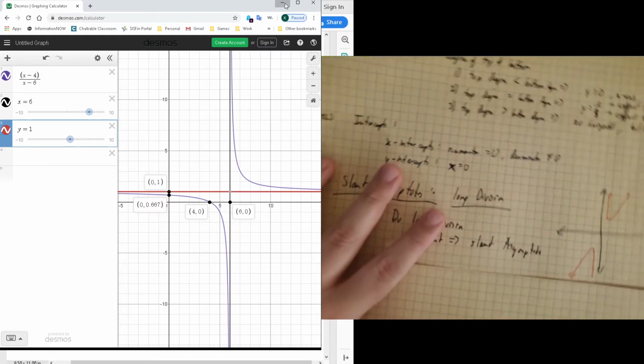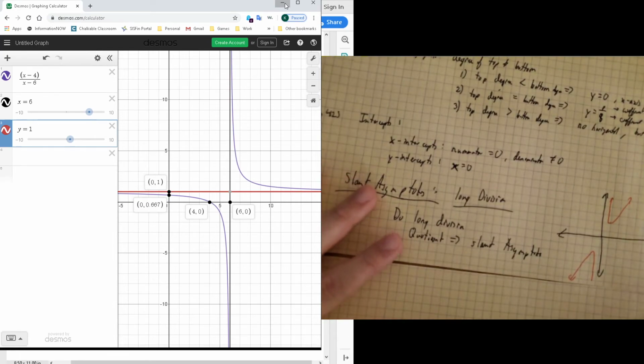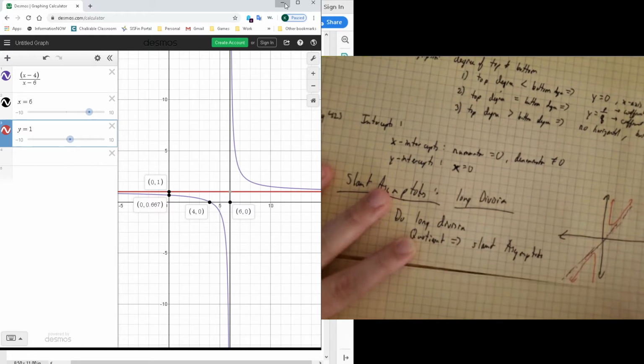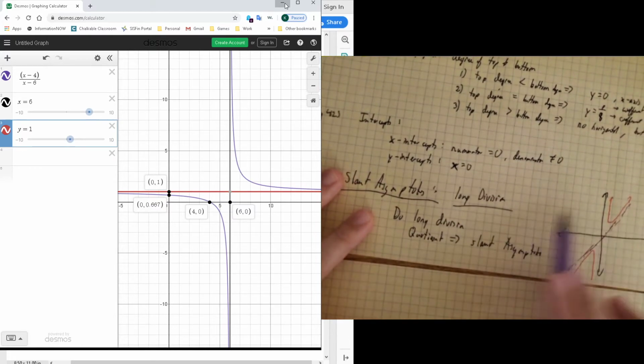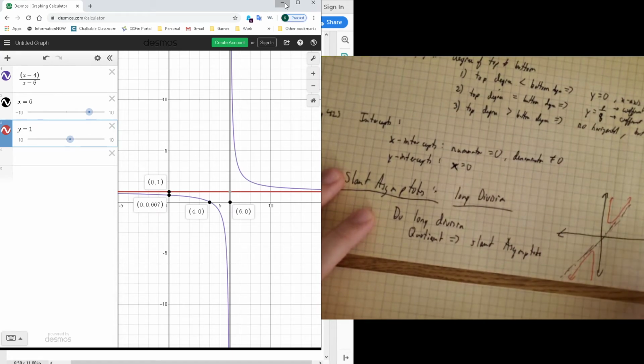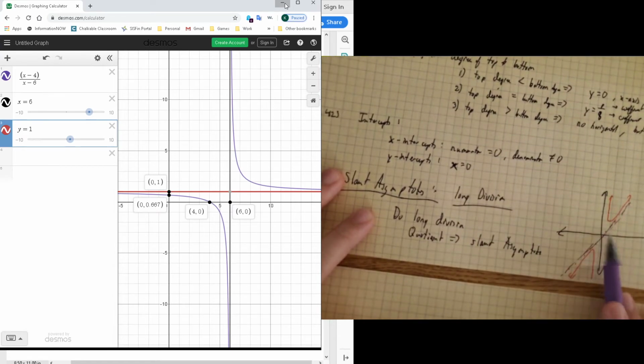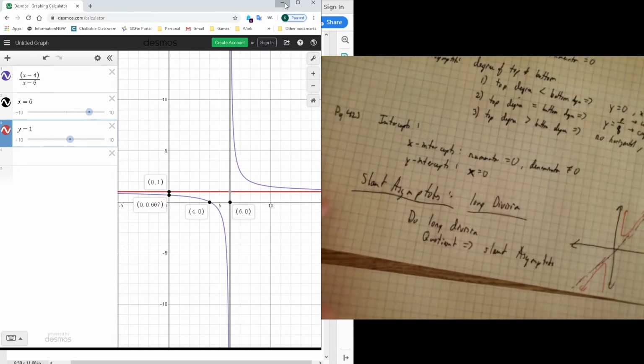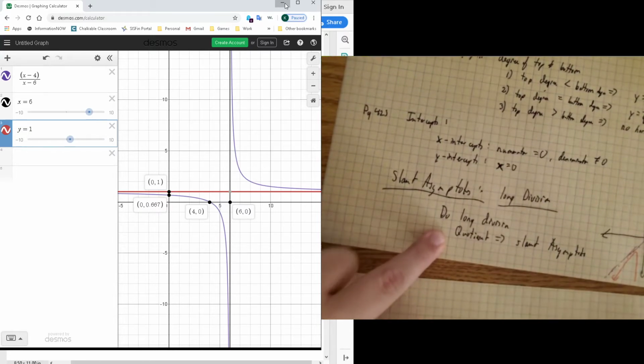So in this case, we'd have a slant asymptote because there's clearly a boundary line that rests in between these two. There's clearly something going on here, but it's not going left or right, and it's not going up and down. So it's not horizontal, it's not vertical. This purple line is referred to as a slant asymptote. So how do we find that? Well, just do long division.